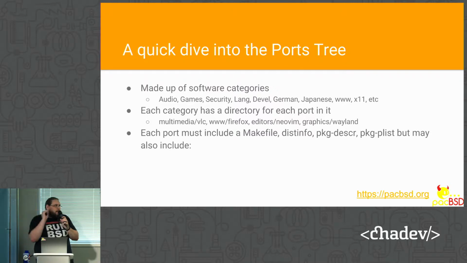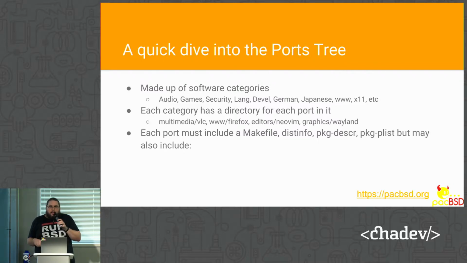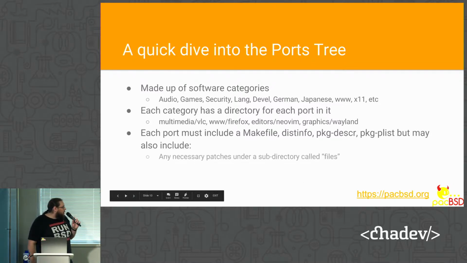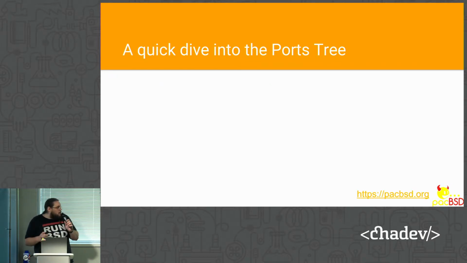Oh, no, sorry, that's the pkg-descr. The distinfo is where the file size is. So when it downloads the source, it'll record the file size of what it's downloaded and the computed checksum there. And then the pkg-descr is where that is. And then you have pkg-plist, which is a list of installed files. But it may also include any necessary patches under a subdirectory called files.